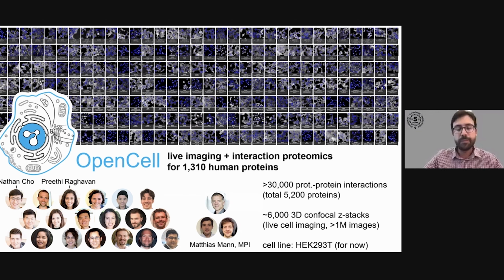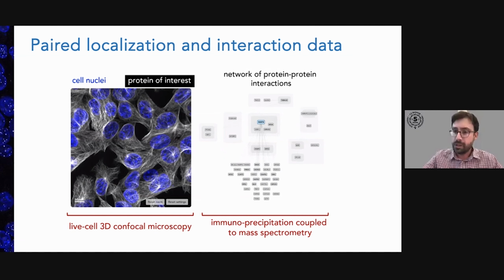So next slide. This is what our data looks like. On the left side, you have live cell 3D confocal microscopy images. As you can see, there are many cells in this image. Their nuclei are labeled in blue and the protein of interest is in grayscale. And on the right-hand side, you have a graph that represents all the connections that our protein of interest is making molecularly with other proteins in the cell.